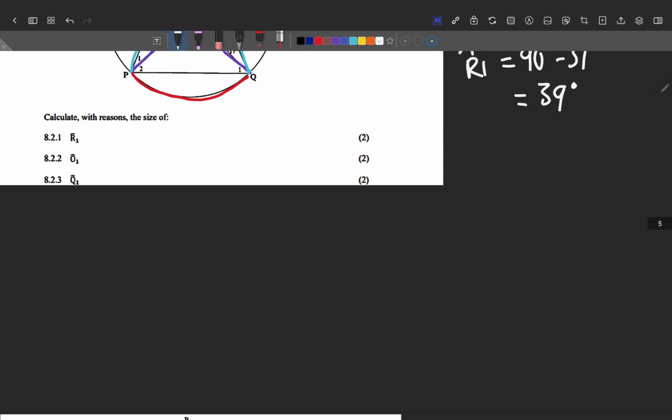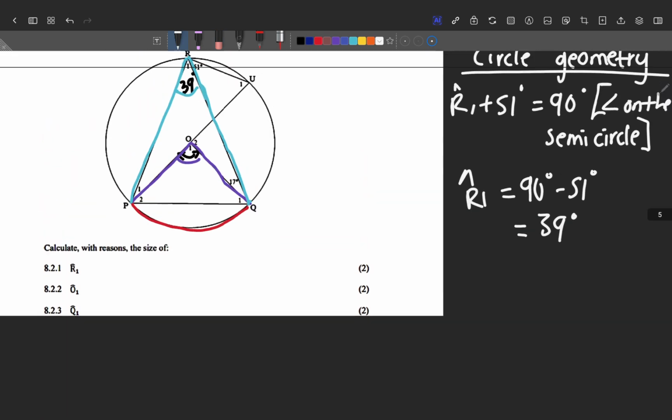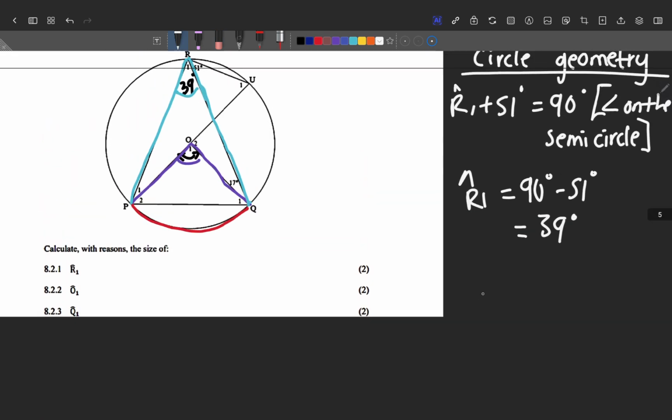Okay, so now let's find angle O1. So obviously you're going to say, angle O1 equals 2 times angle R1, which equals 2 multiplied by 39 degrees. And then the reason is angle at the center. So I'm going to write that down.